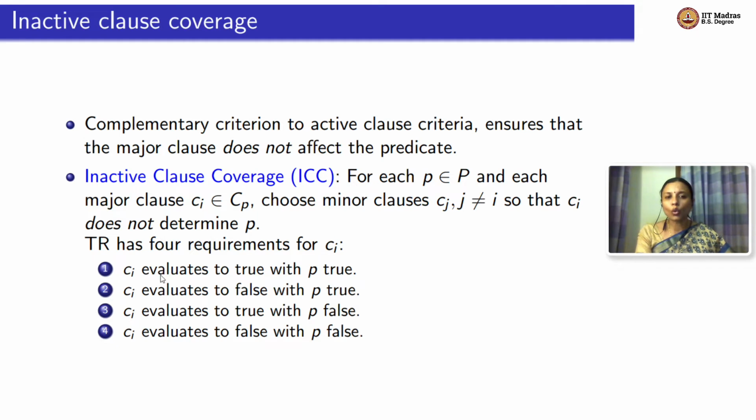So this is your total set of test requirements. Ci as the major clause evaluates to true and false. P could be true in both cases. Ci as the major clause evaluates to true and false. P could be false in both the cases. This is inactive clause coverage criteria.